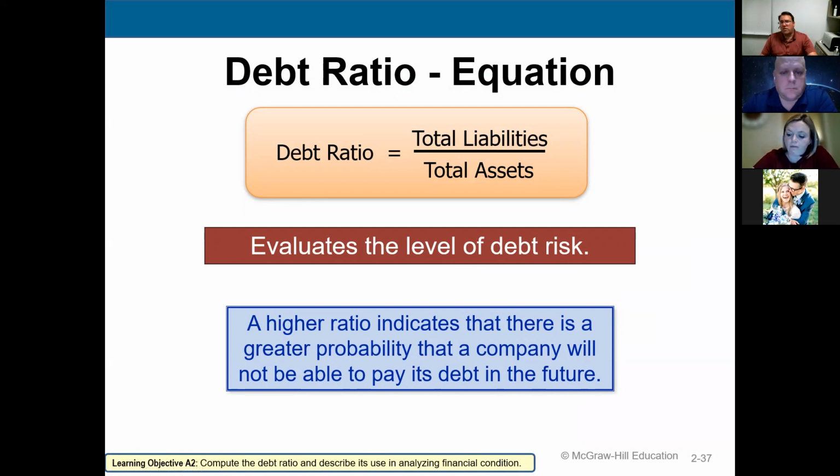Think about it. If a business has as much debt as it has assets, then it would have a debt ratio of 1, because those two numbers would equal each other. So anything higher than 1 means the business has more debt, more liabilities than it has assets. Anything lower than 1 means that it has more assets than it has liabilities. So this is a ratio that lower is better. Higher indicates that there's more risk, more debt risk for the business.